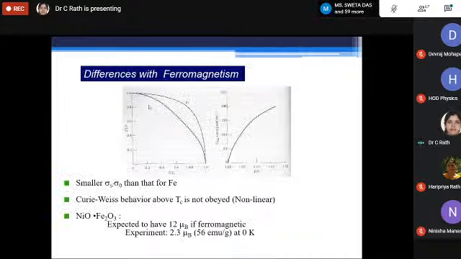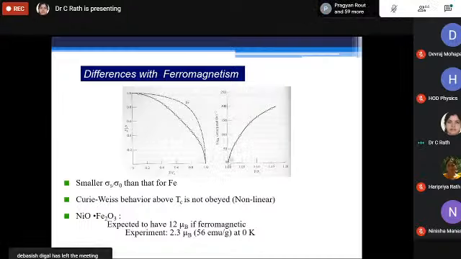So the difference between ferromagnetic and ferrimagnetic materials with temperature is that in a ferromagnetic material, as I told, up to 0.5 of Tc the magnetization remains the same, but in a ferrimagnetic material, as soon as you increase the temperature, the magnetization decreases very fast. Also, Tc is mostly lower than in ferromagnetic material. Another important parameter to distinguish ferro and ferrimagnetic material is above Tc.